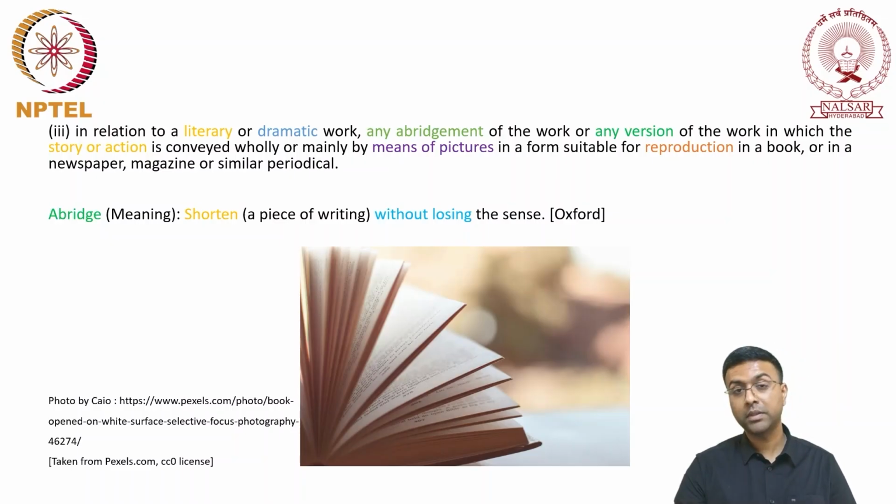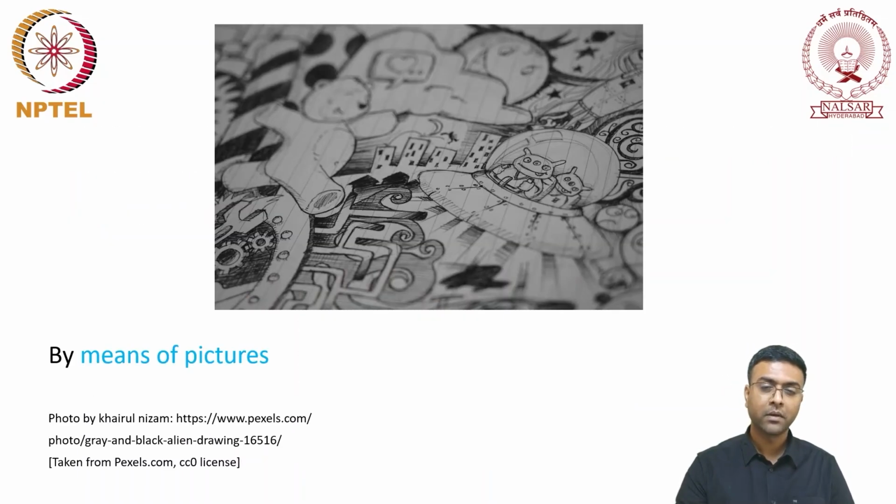Let us now look to the second portion of this provision, which talks about representation through means of pictures, where a literary work or a dramatic work has been expressed through the means of pictures for the purpose of reproduction in a book or a newspaper or a magazine or such other periodical. According to this provision, this is an adaptation as well. You can see there is herein a conversion that's happening from a literary or dramatic work to an artistic work.